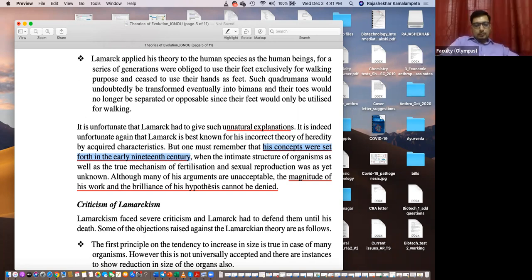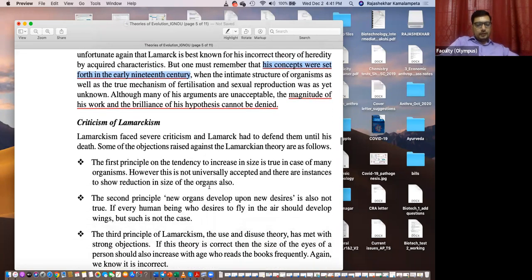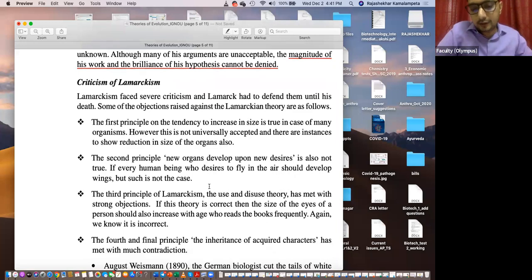Okay, so you can add this as part of criticism. There is also, I think, one scientist who worked on the concept to disprove it. He disproved that he's wrong. Okay, I'll also give that example. But these ideas I was talking to you about, you can use them as criticism for Lamarck. There is a severe criticism Lamarck faced, and he had to defend it till his death. So what are those objections? I think we already talked about some of these objections.